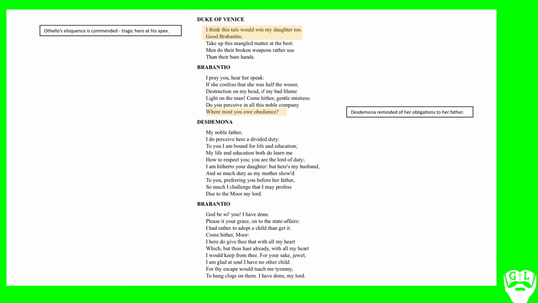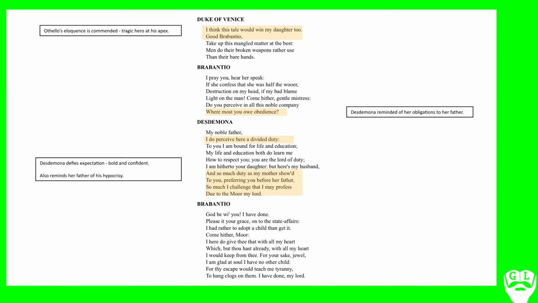And Desdemona shows real power here in a way that doesn't come across so often later on in the play, when she's so submissive and obedient towards Othello. She says, "My noble father, I do here perceive here a divided duty. And so much duty as my mother showed to you, preferring you before her father, so much I challenge that I may profess due to the more my lord."